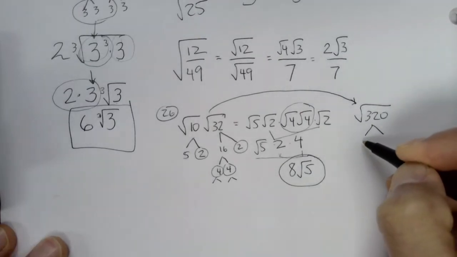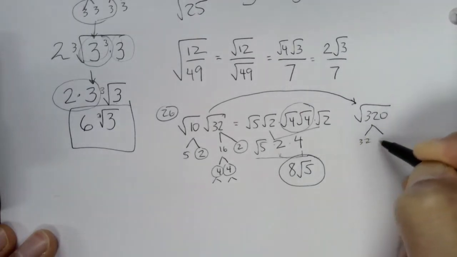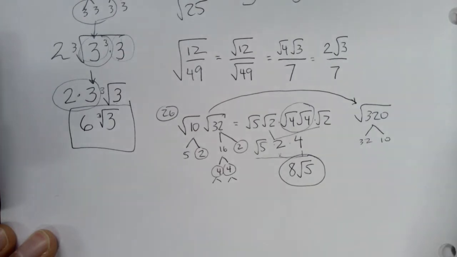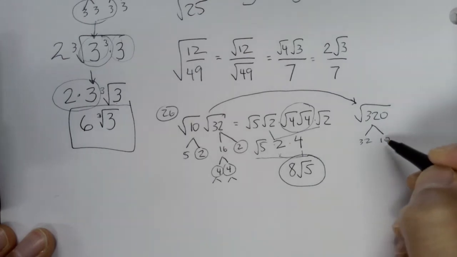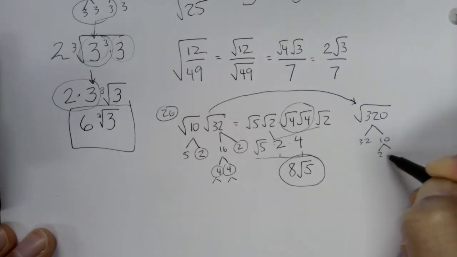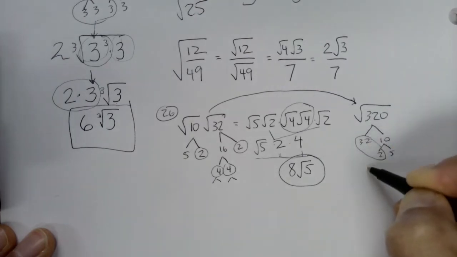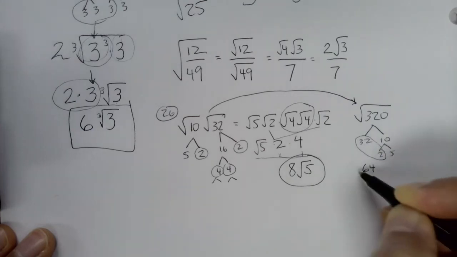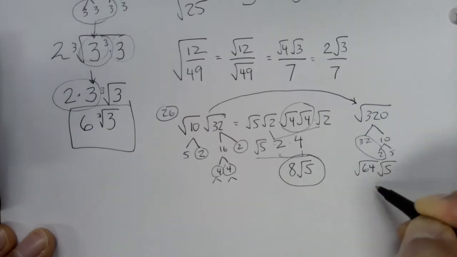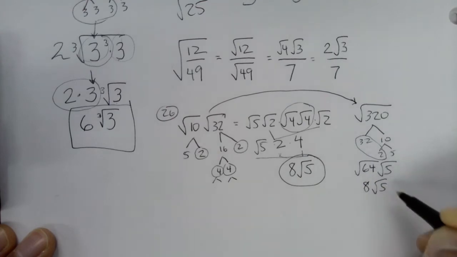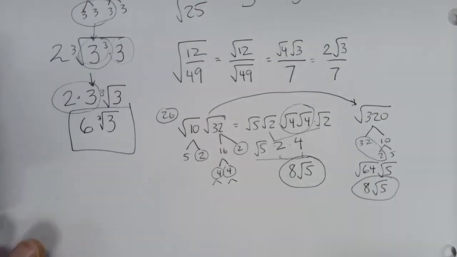And then we've got 32 times 10, and you can go on and do that. Or, it's a little bit harder to see, but if I took this, 32 times 2, that's 64, so then I have root 64 and root 5, and that would be 8 root 5. So either way you approach it.